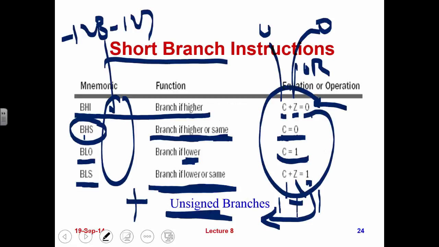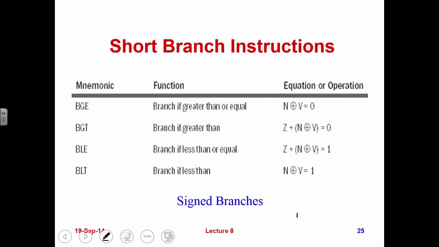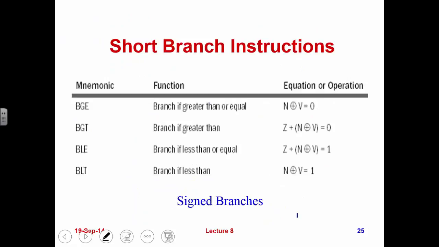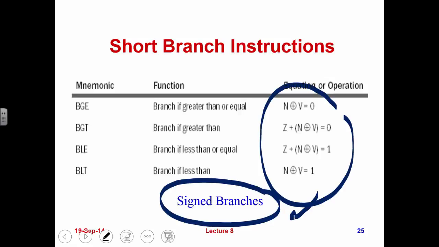This slide shows the four instructions. They are about the same, but they correspond to signed comparisons. That means those bit values like N, V, Z come from operations on signed numbers. When we do comparison or arithmetic operation, these numbers are signed. Here you see that for all of them we check more than one bit.